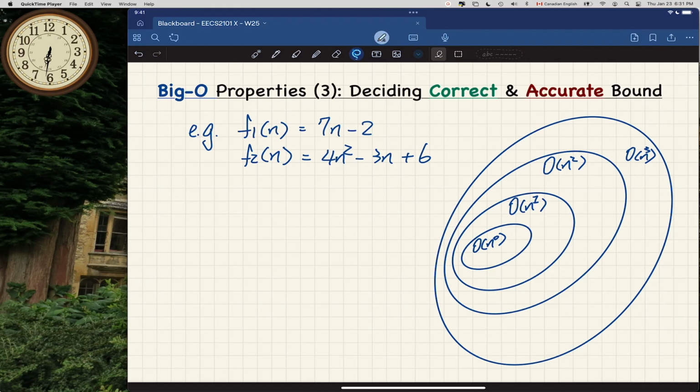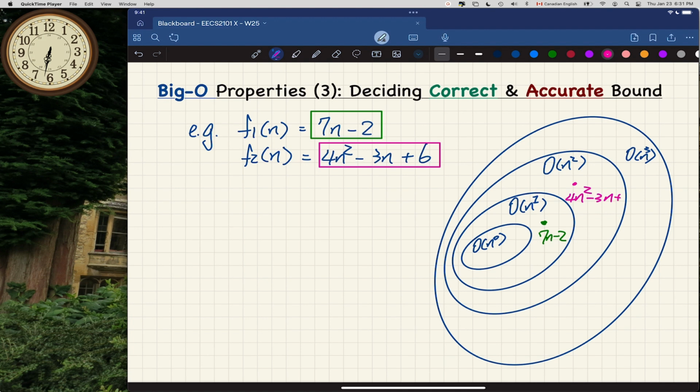Let's now try to locate these two functions. This one, 7n minus 2, should be here. Agree? Okay, linear. 7n minus 2. And this guy here, higher power, n squared, should be right here. 4n squared minus 3n plus 6.